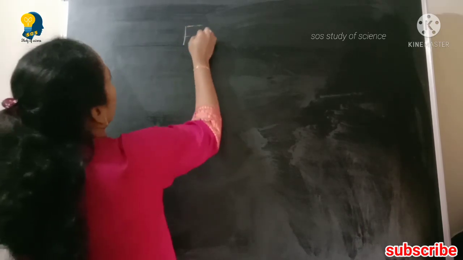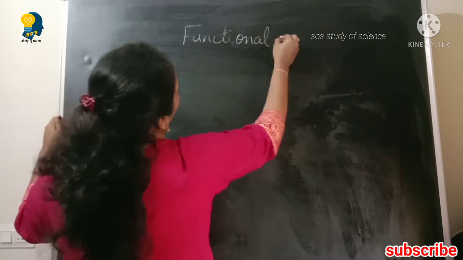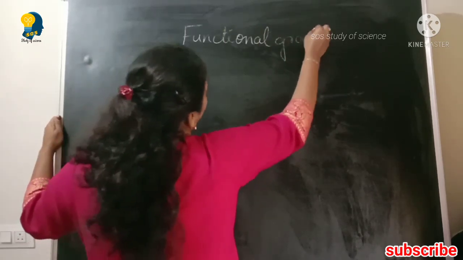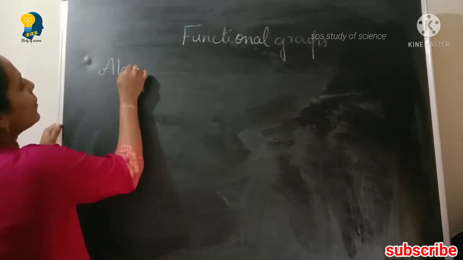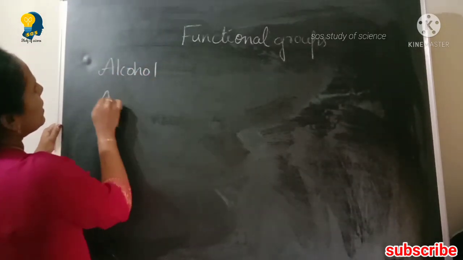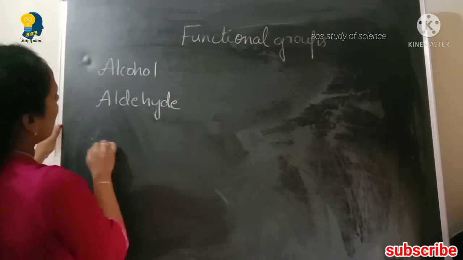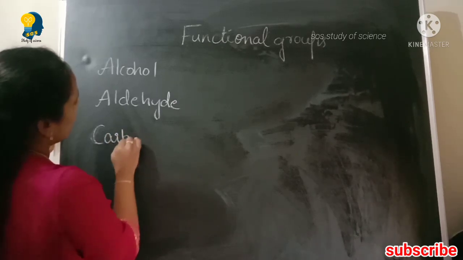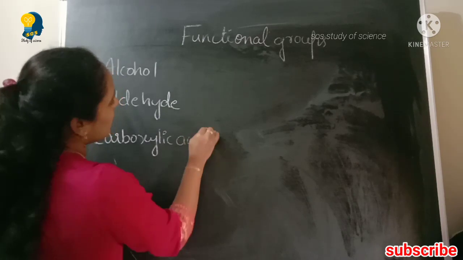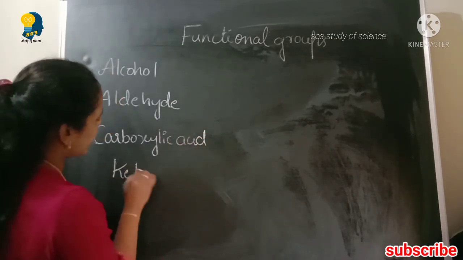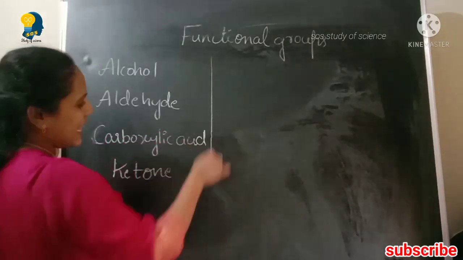So there are mainly 4 functional groups which you have to learn. The first one is alcohol. The second one is aldehyde. The third one is carboxylic acid. The fourth one is ketone. So it is very easy to remember.